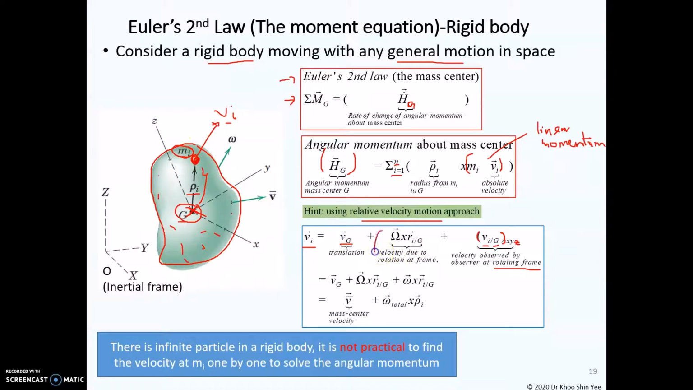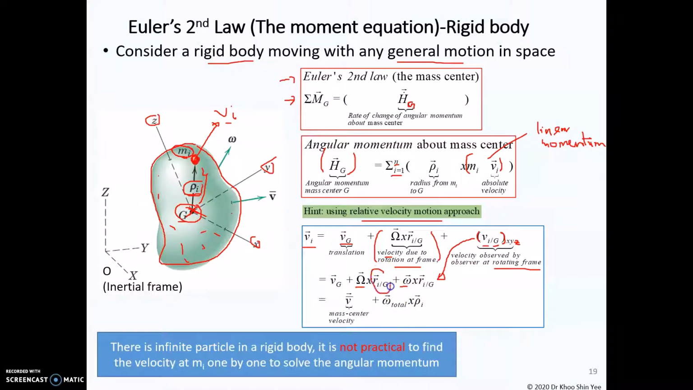In this case, you will have the rotating effect, which is the velocity due to the rotation of the frame. It can be computed by Omega cross the radius from point i with respect to point G. Omega is basically the angular velocity of the frame. This velocity component can be computed by using omega cross the radius from point i with respect to point G, and omega is the angular velocity for the body. The radius at point i with respect to G is equal to rho_i in this case.